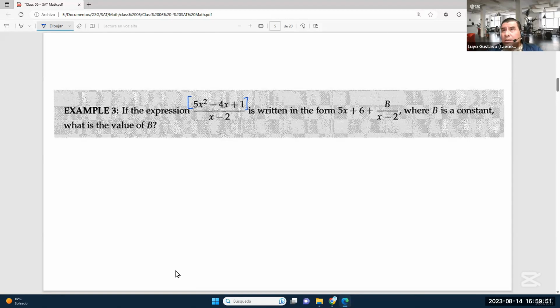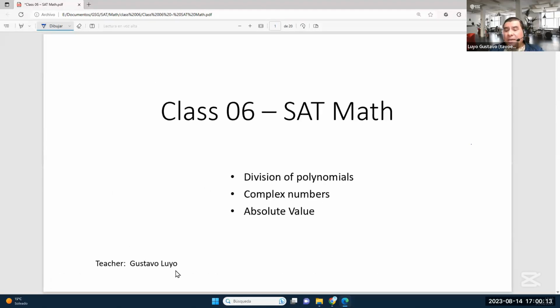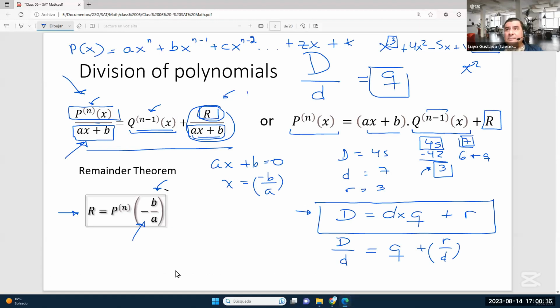here a binomial of degree 1, and this yields this expression, which is one polynomial plus a constant over the original divisor. This format only corresponds to what we saw originally, okay? To this here. So if we see a constant divided by the original divisor, it means that everything prior to it is actually the quotient of the division.